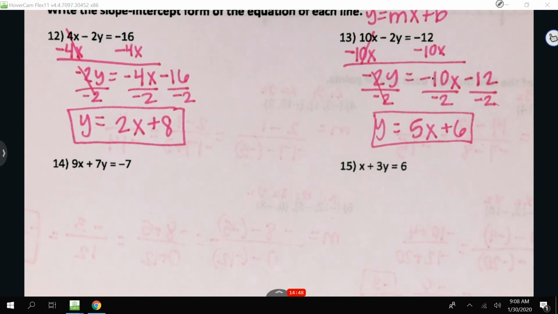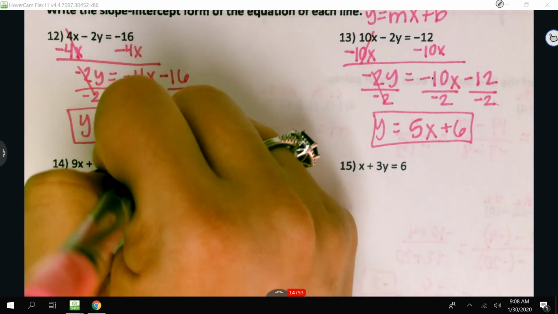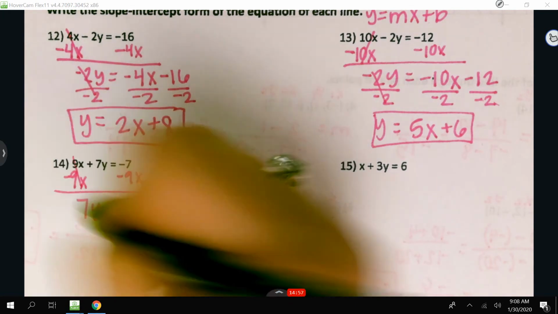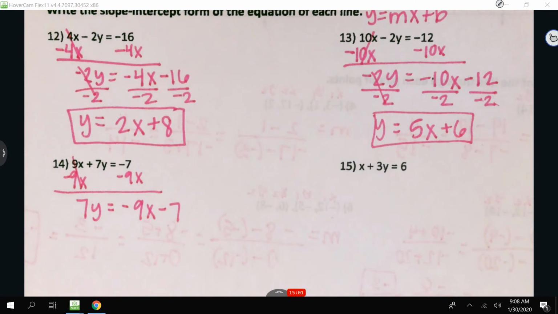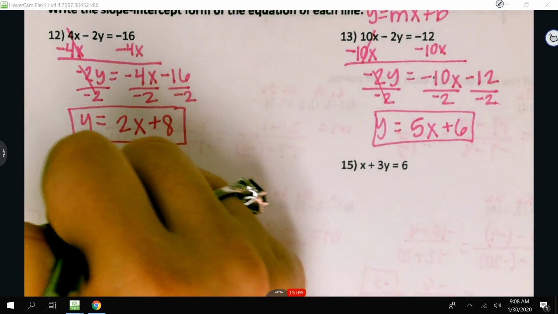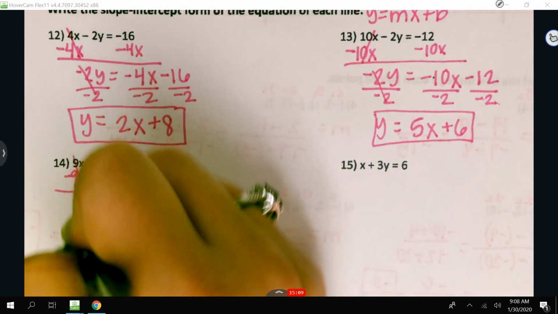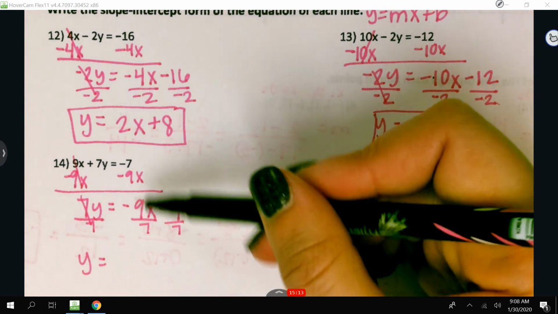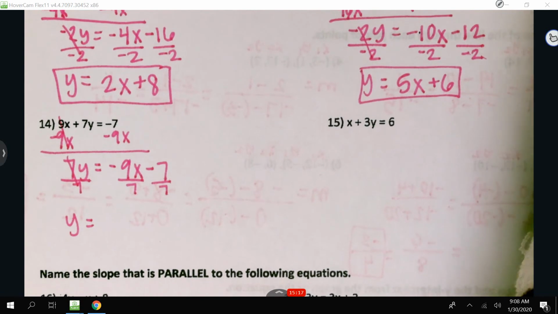Alright, 9x plus 7y equals negative 7. So I need to subtract 9x from both sides. So you have 7y equals negative 9x minus 7. And then I'm dividing by what? 7, on all sides. So I'm left with y equals negative 9 divided by 7. What is that? You can't do that. It just stays like that, right?